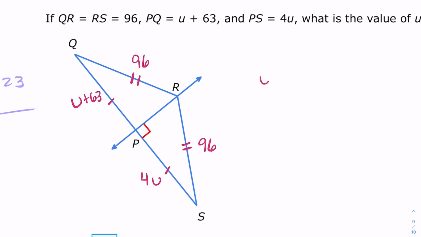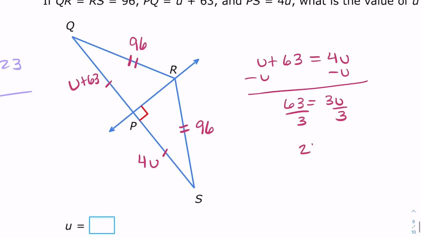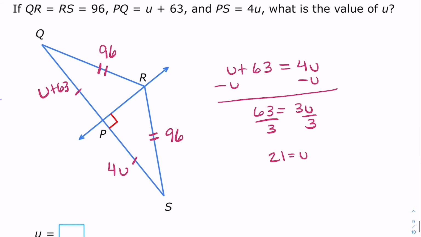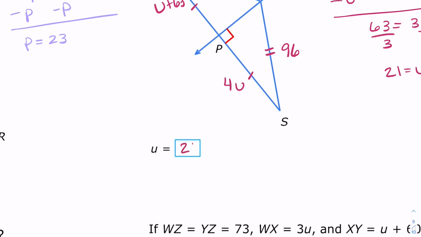Okay? So U plus 63 equals 4U. Take your U away. Divide by 3. So I get 21 equals U. What is it asking me? Find the value of U. Okay, I did that. So that is 21.